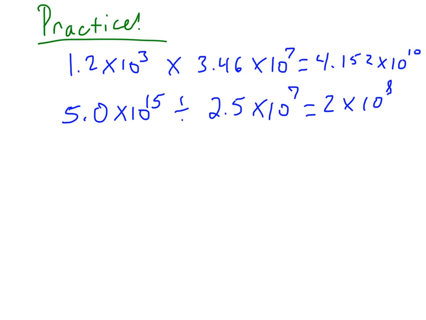Now this one should have been really easy to do in your head. 5 divided by 2.5 is 2, because 2.5 is exactly 1/2 of 5. And then 15 minus 7 gives us 8. So 2 times 10 to the 8th, and that one should have been really easy.